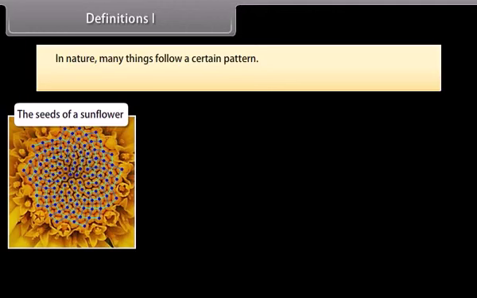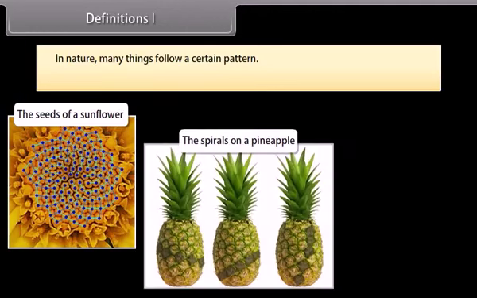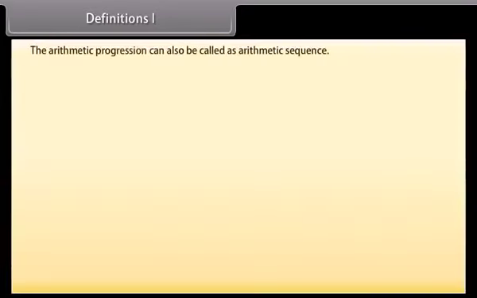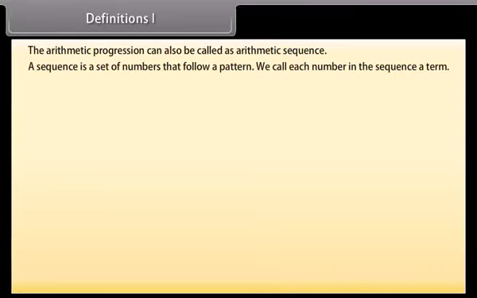In nature, many things follow a certain pattern, such as the seeds of a sunflower, the spirals on a pineapple, the pattern on a cactus, and so on. Arithmetic progression is a study of one such pattern. The arithmetic progression can also be called an arithmetic sequence. Before talking about arithmetic sequence, let us know what a sequence is. A sequence is a set of numbers that follow a pattern. We call each number in the sequence a term.